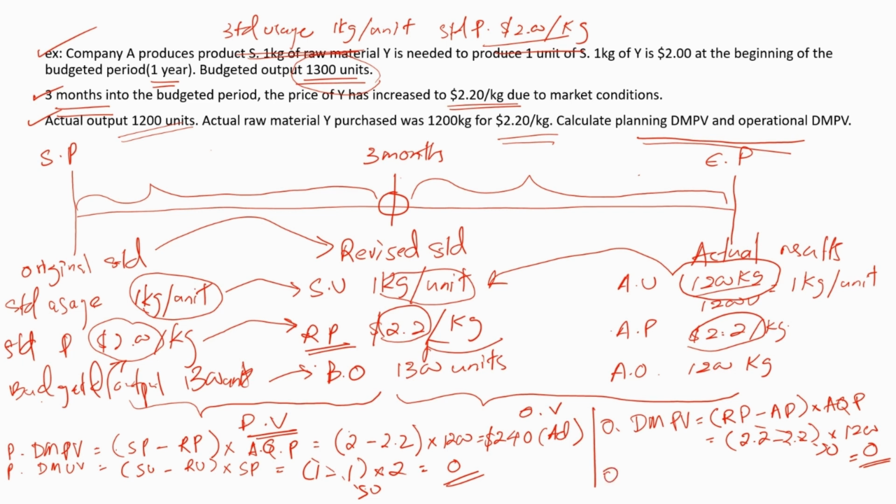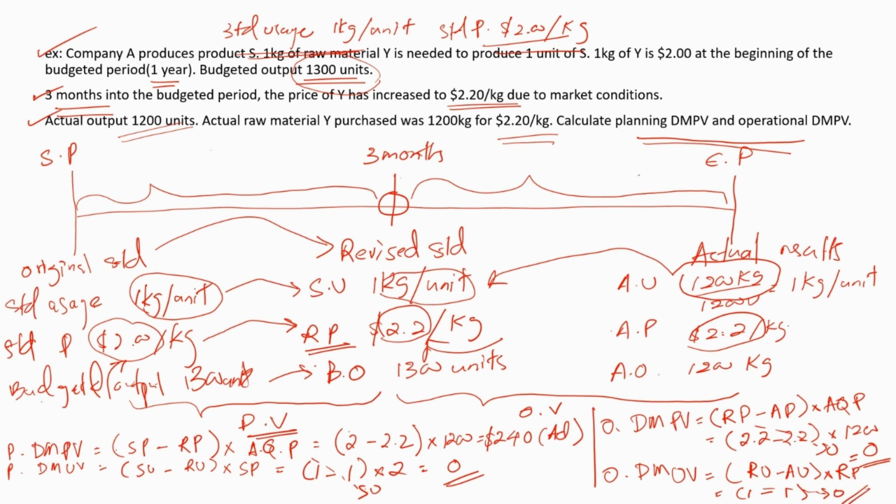Now let's calculate the operational direct material usage variance. This is equal to revised usage minus actual usage multiplied by revised price. So the revised usage is 1 kilogram per unit and the actual usage is also 1 kilogram per unit. So this will also become 0.